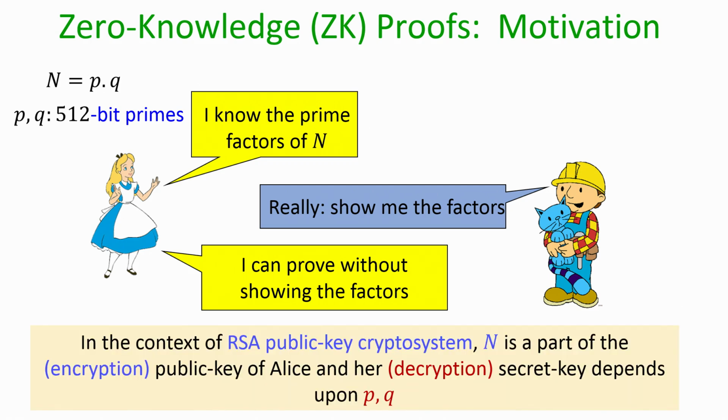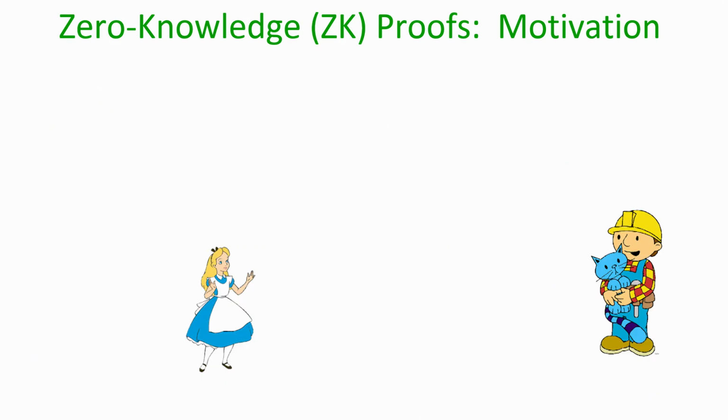Now, you might be wondering where this will be useful. If you remember, in the context of the RSA public key cryptosystem, the value n is nothing but a part of the public key of Alice, and P comma Q are nothing but part of her decryption key. So, if Alice wants to convince Bob that n is her public key and she knows the corresponding secret key, without showing the components related to the secret key, namely P and Q, she can do so by using this zero knowledge proof.